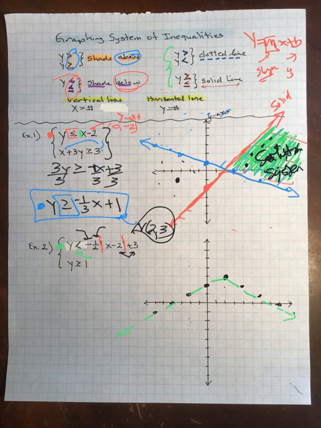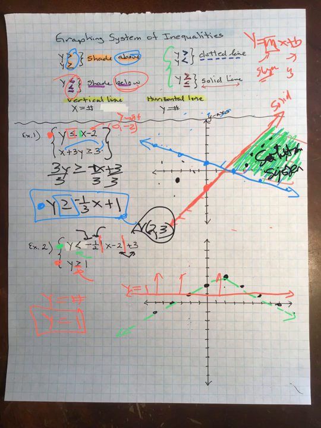And then the second equation I'll do in red. When you have y equals a number, that's going to be a horizontal line. So basically we're graphing y equals 1, which is going to be this line here, and it should be a solid line, right? Because of the equal to symbol, it should be a solid line. So here's the y equals 1 line, and we want to shade anything above that line. So we're going to shade everything above this line.